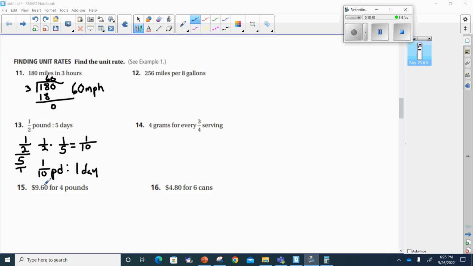Number 15 says $9.60 for 4 pounds. So I want to know how much is 1 pound. I'll take $9.60 and divide it by 4. 4 goes into 9 2 times. Leaves me $1.60. 4 goes into 16 4 times. Leaves me a 0. And since this decimal's here, this would be $2.40 per pound.